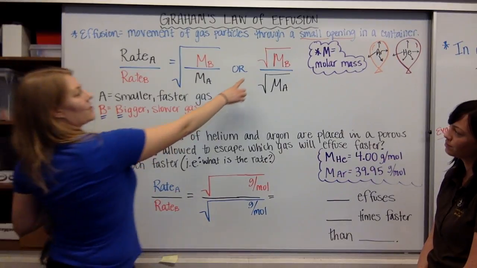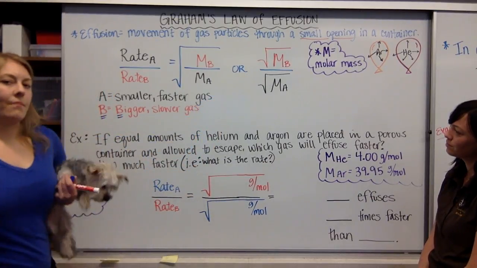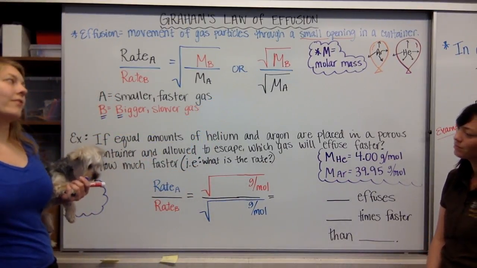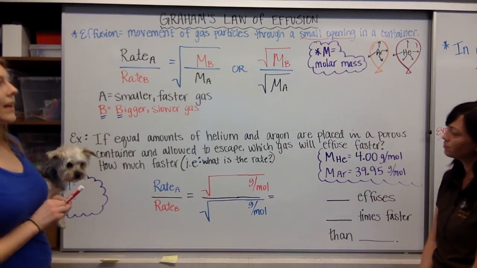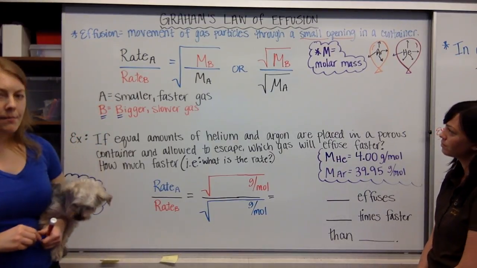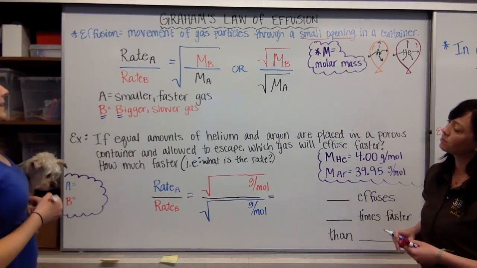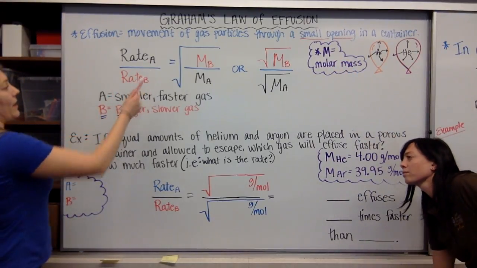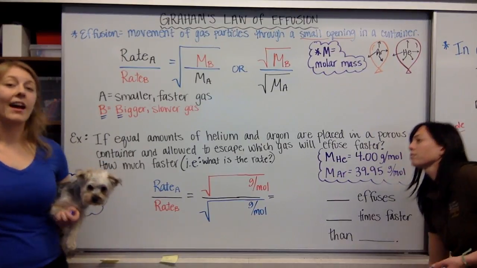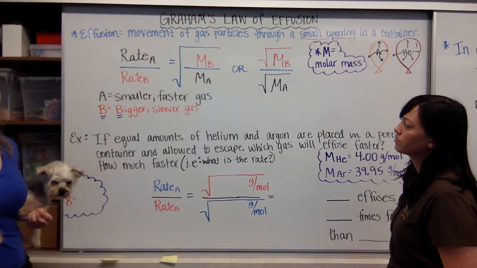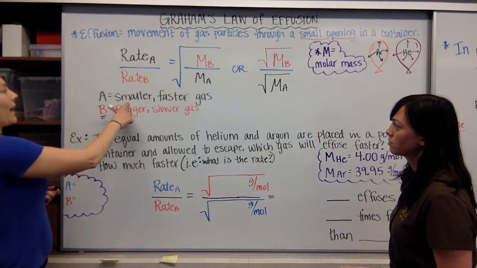We can also write it just like this. It's saying the same thing, the square root of the molar mass of B over the square root of molar mass of A. And I put in purple over there, M, capital M, not lowercase m, capital M is our molar mass. Now when we're looking at this, we have A and B. How do you know, if you're looking at 2 different gases, which one's A and which one's B? A is the smaller, faster gas.